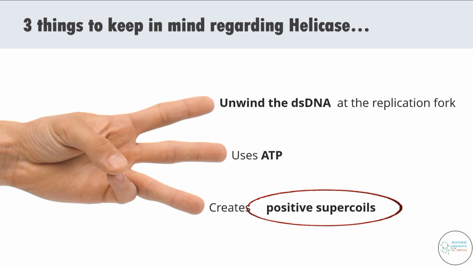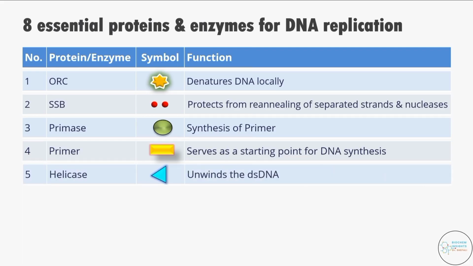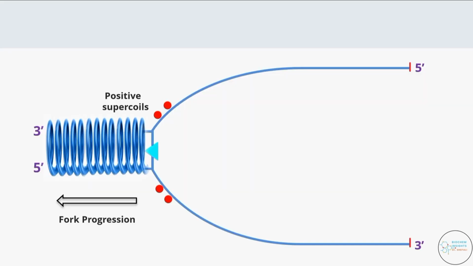So before we know more about positive supercoils, let's first add enzyme helicase to the list of enzymes and proteins. So enzyme helicase and its function to unwind the double-stranded DNA. So what I told you about positive supercoils, that as the DNA is opened up, the DNA double helix ahead of the replication fork experiences torsional stress that leads to supercoils called positive supercoils. Now to solve the problem of supercoils, there is a group of special enzymes called topoisomerases for removing supercoils.